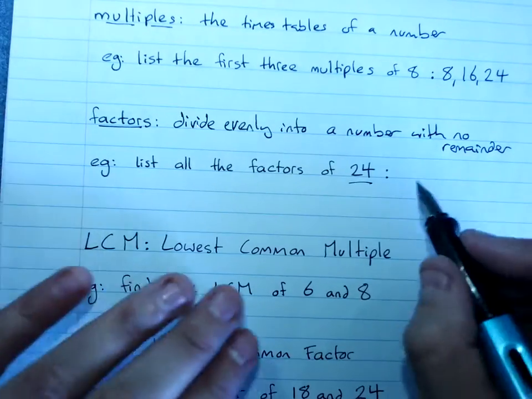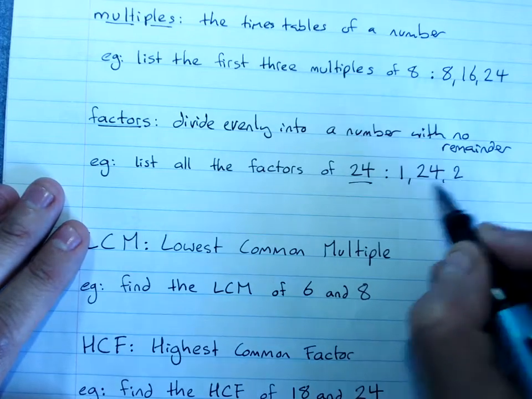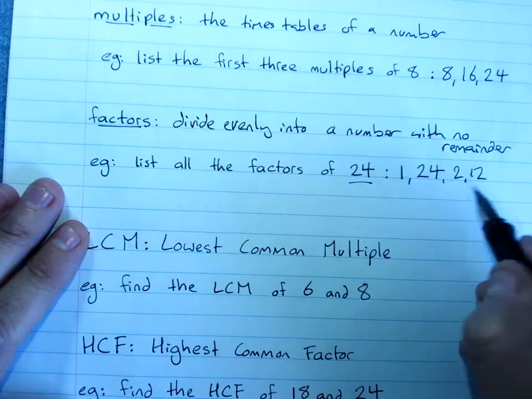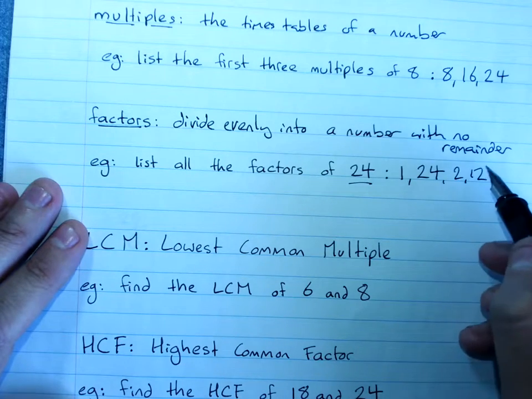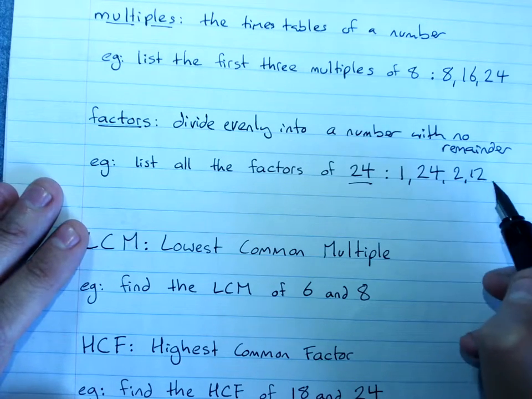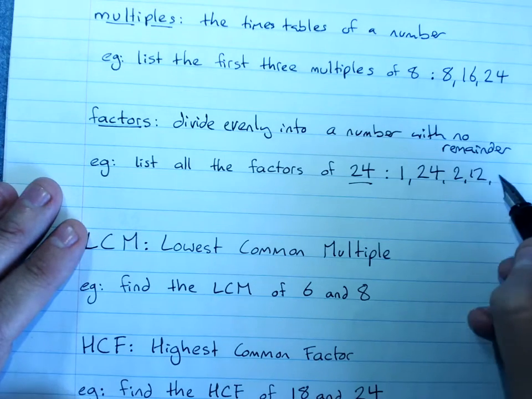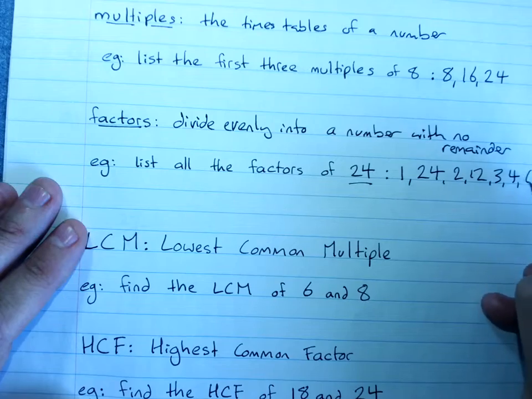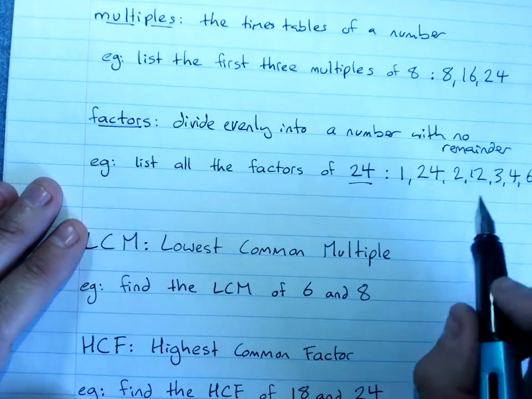So the factors of 24 always have 1 and the number itself. It's even, so we've got 2. Then always look at these to spot other factors if you need to. So if I've got 12, I know that I've got 6, 3, and 4 as well. 3, 4, 6, and they have to come in pairs unless it's a square number.